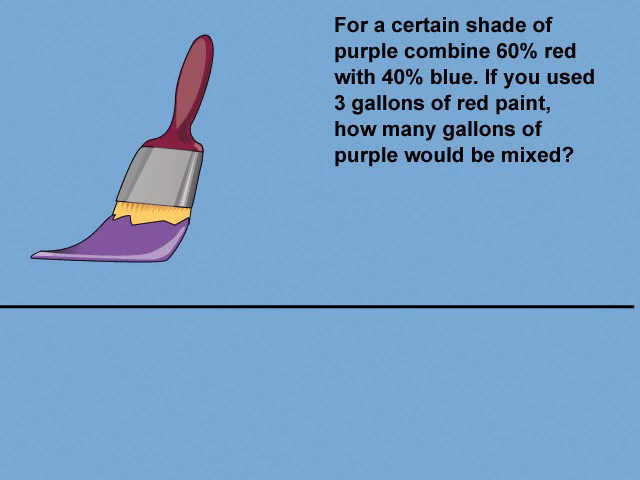For a certain shade of purple, combine 60% red with 40% blue. If you use 3 gallons of red paint, how many gallons of purple paint would be mixed? We know that a purple mixture of colors has 60% red. In one particular mixture, 3 gallons of red are used. This means 60% of the total paint x is equal to 3 gallons, as shown in this equation.